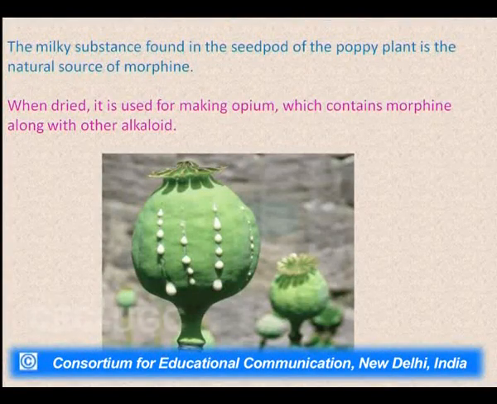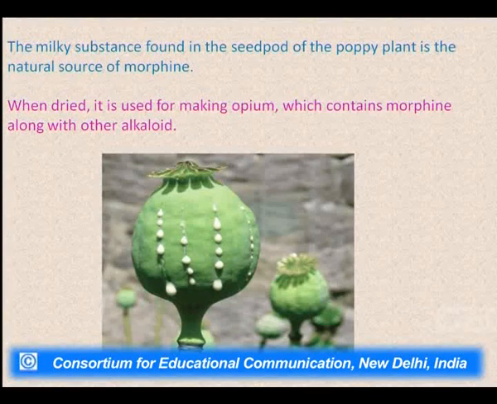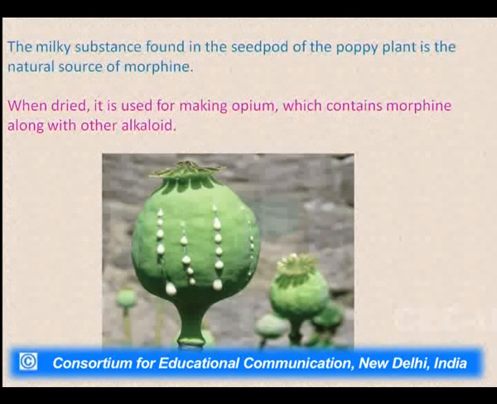Now, from where do we get this morphine? Morphine is an alkaloid which is used as a drug and is isolated from the poppy plant. The seed pod of the poppy plant gives a milky substance which is a natural source of morphine and some other alkaloids also. When this white substance is dried, it is used for making opium. It contains the morphine, which is the drug derived from the plant and is used as a narcotic drug. It reduces the pain.